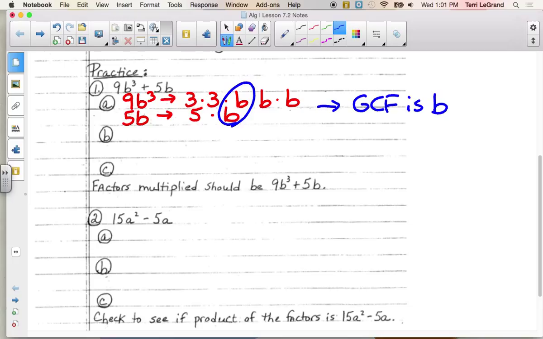Okay, now in step 2, it says divide each term by that GCF. We're going to take that 9b cubed, and we're going to show division as a fraction. And this had a plus sign between it. And we'll take the 5b and divide that by b. The b is not going away, by the way. The b is going to be right down here in our factored form answer. It's one of our factors, and we're trying to figure out the other factor right now.